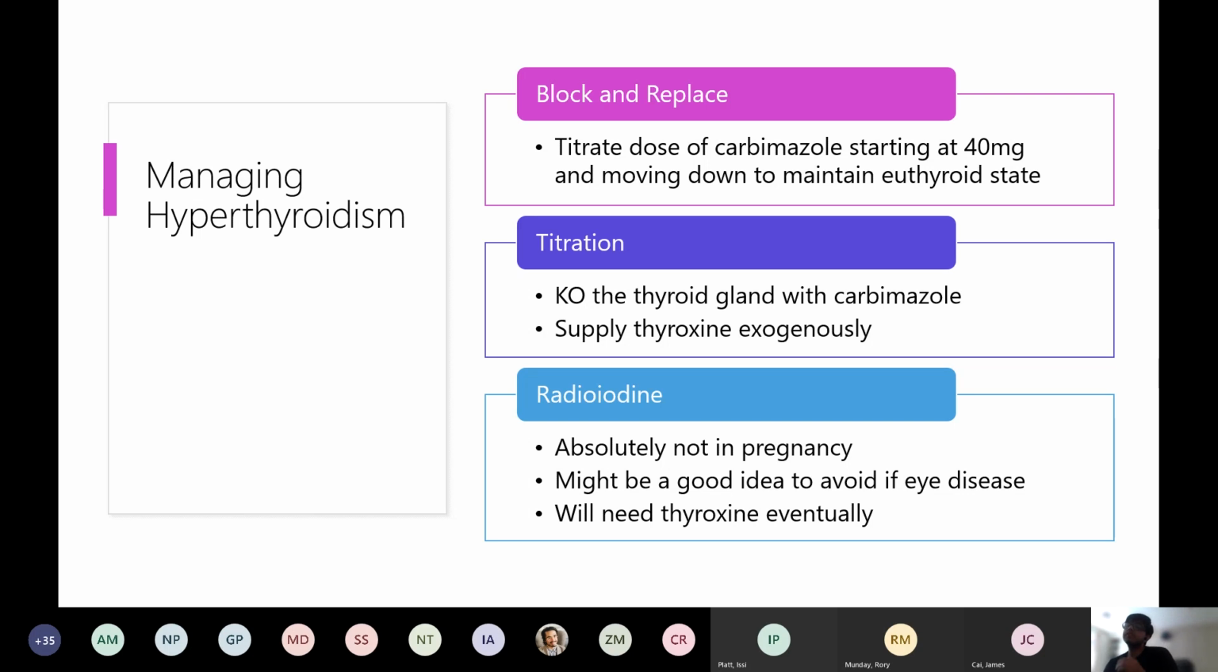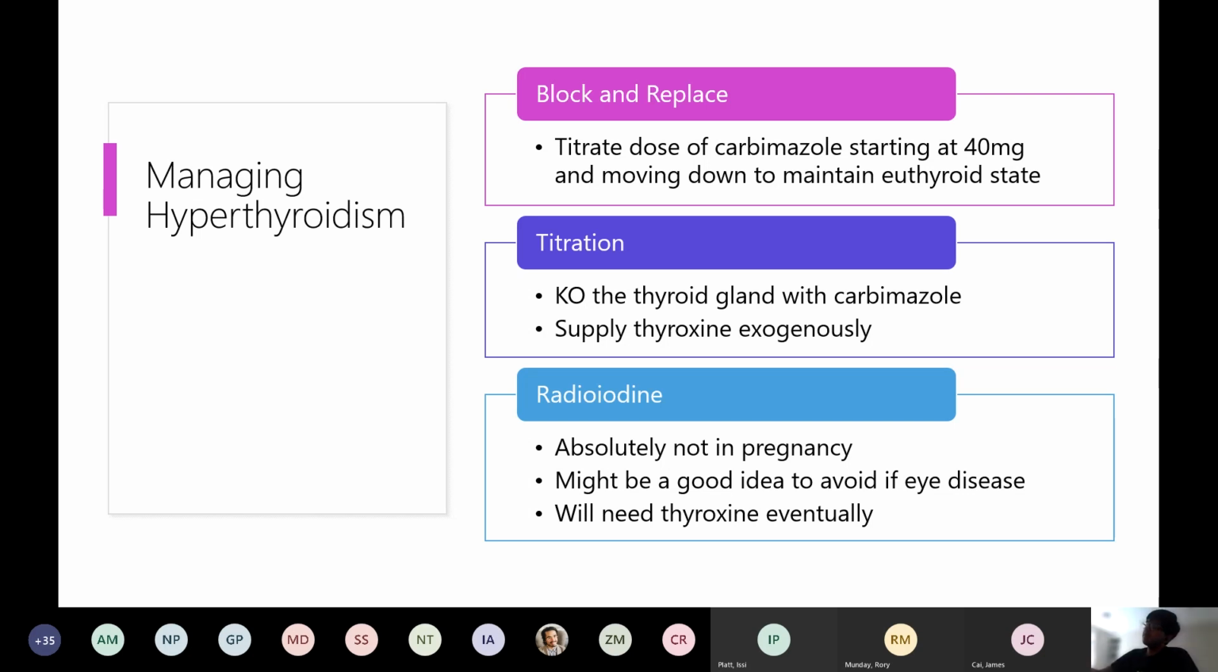So you can do medical stuff like anti-thyroid drugs. You can do surgery. There's one other thing you can do, which is better than surgery. Yeah, radioactive iodine has fewer risks. Lugol's iodine. That's a funny word.